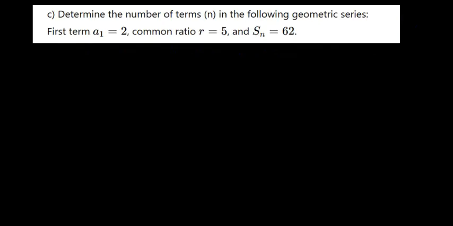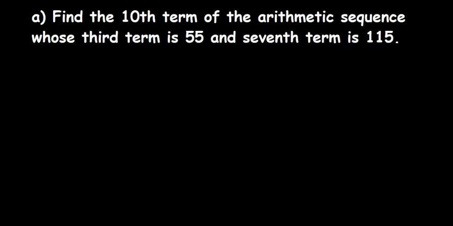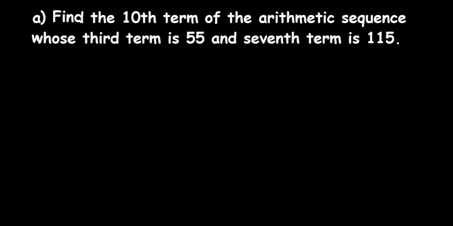Determine the number of terms where they've given you the first term, the common ratio, and the sum. So how many terms were added in that series for them to get 62? That's what the question is asking. Okay, so we'll start question 1, or question A, that is.